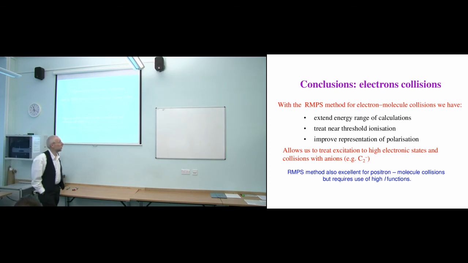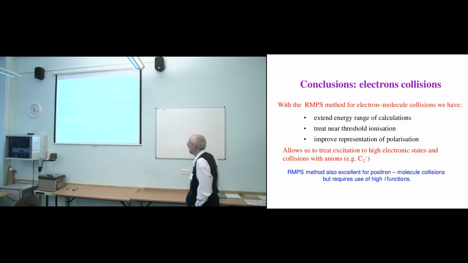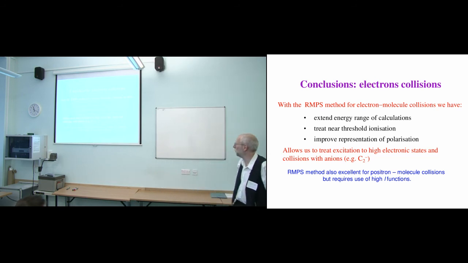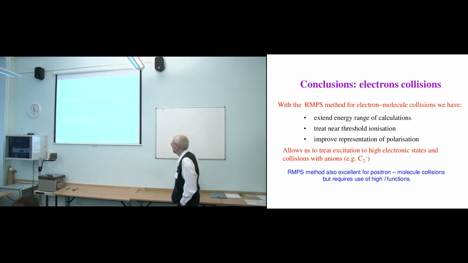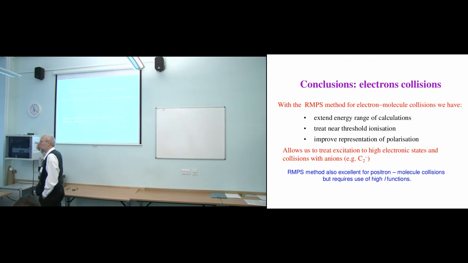So the conclusions are that the RMPS method, or the molecular implementation of it, the MRMPS method, extends the range of calculations, can treat near-threshold ionization, and improves greatly your representation of polarization, and we've done this now for a number of systems. For instance, it gives excellent results for positron-molecule collisions. This particular treatment, though, requires high L functions. We've gone up as far as, how's it go, K, L, H. We've gone up to K functions. We'd like to use I functions, but currently can't do the integrals. So you have to go up to these very high angular momentum functions.